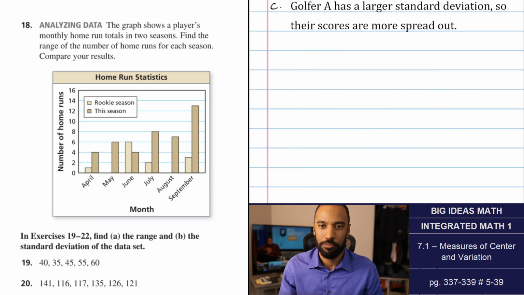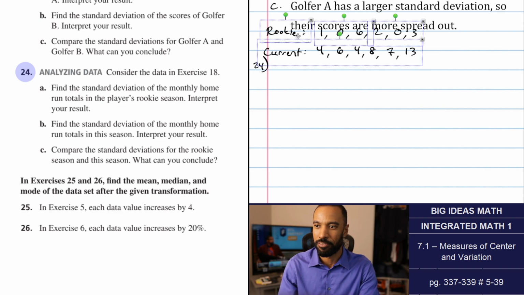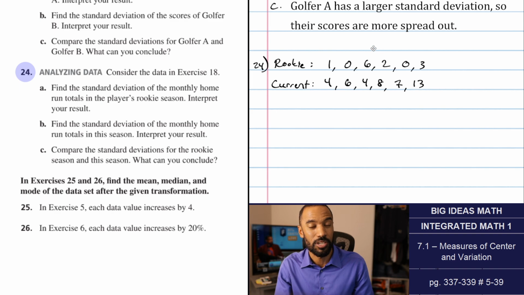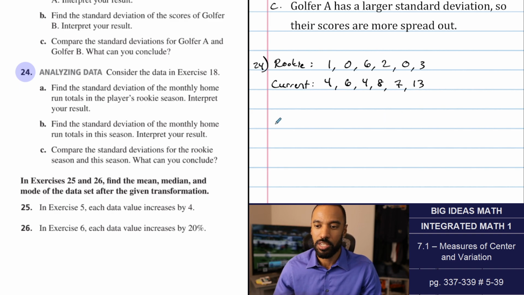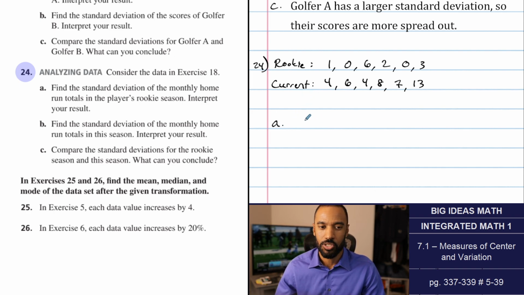So for number 24, much smaller numbers are just easier to deal with in general. Bear with us when we do it all. All right, find the standard deviation of the monthly home run totals in the player's rookie season. So standard deviation for rookie season. Oh, start with the mean. Mean for the rookie season.